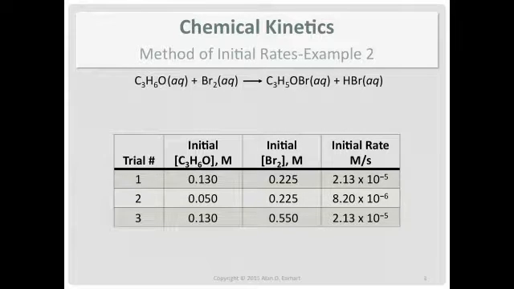So let's write out the general form of the rate law. Rate equals the rate constant. Then we pull the reactants down. That's the concentration of acetone raised to the x power, and the concentration of bromine raised to the y power.